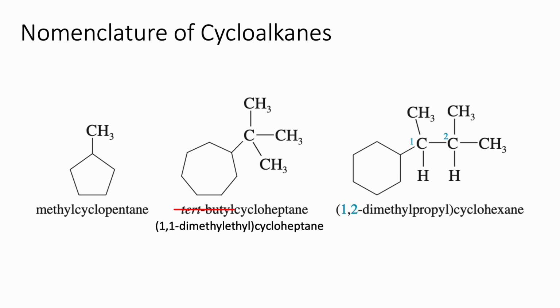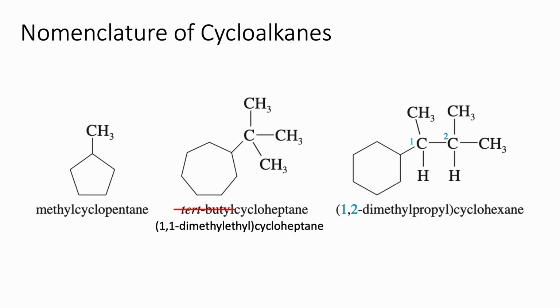So if we had given that branch a number 1, we would call this one 1-(1,1-dimethylethyl)cycloheptane, indicating that it was on the first carbon in the ring. But again, it's okay to leave that 1 off in this specific circumstance. Finally, the last example is similar. We have a 6-membered ring. It's an alkane, so we call it a cyclohexane.